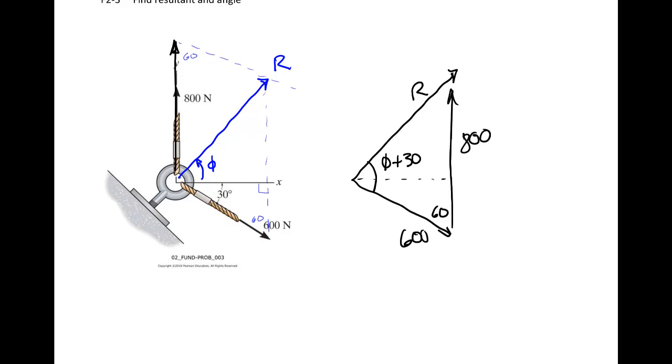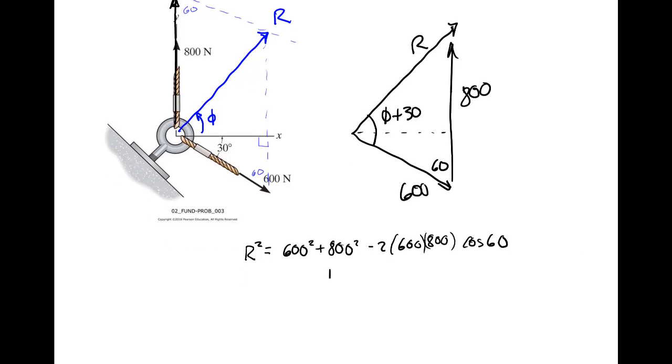Here again, this will be the thing we're looking for. We have an angle that's opposite that side, so the cosine law is a good and easy way of doing this. So I'll just say that R squared is equal to 600 squared plus 800 squared minus 2 times 600 times 800 times cosine of 60. Now the only unknown in this whole thing is the resultant, and so you just do a little arithmetic here, and you can find that the resultant is going to be equal to 721.1 newtons. And there's the first thing that we were looking for: the magnitude of the resultant.